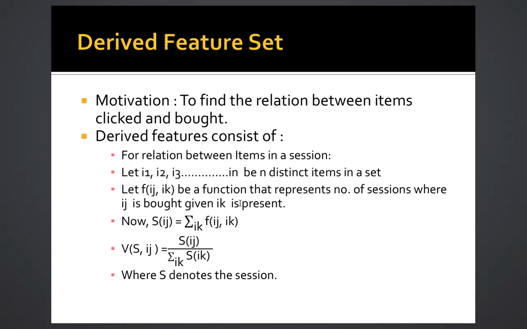Another motivation for feature selection was that we did not have any relation between the items that are clicked and bought. So for the relation between the items in a session, let I1 up to In be n distinct items in a set. Let f be a function that represents the number of sessions where Ij is bought given Ik is present. Now s is the summation over all the items from I1 to Ik, and then we normalize it, where s denotes the session of the item.